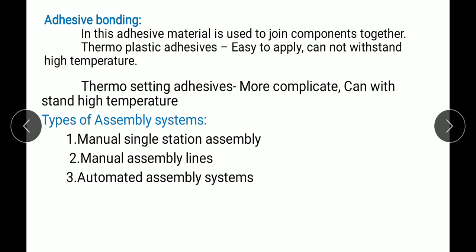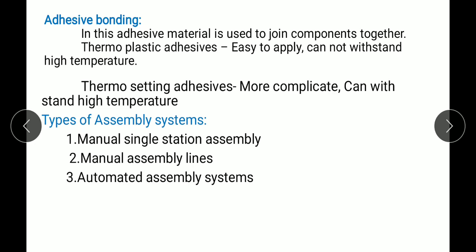So that is thermoplastics. Thermosetting plastic means it cannot be reused. Once it solidifies, it cannot regain the original shape. That is the main difference: thermoplastic can be reused, thermosetting plastic cannot be reused. Thermoplastic adhesives are easy to apply but cannot withstand high temperatures. Thermosetting adhesives are more complicated but can withstand high temperatures.